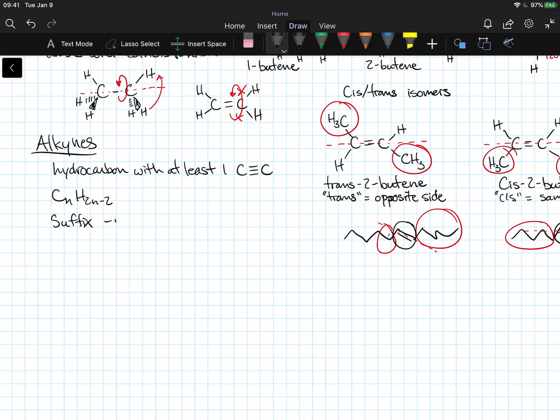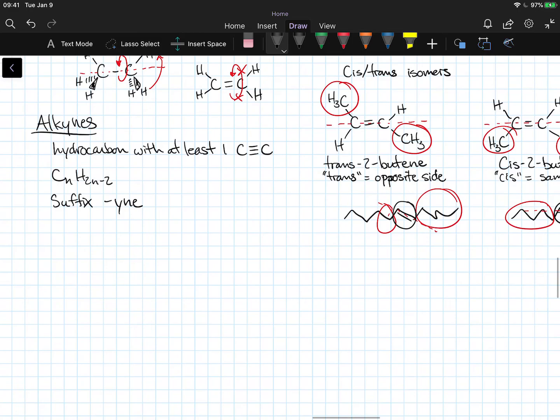And we use the suffix -yne. So this could look like, if we wanted to do 1-pentyne, that would be 6 carbons. Or sorry, 5 carbons. And the triple bond, yne, is going to occur at the number 1 carbon.